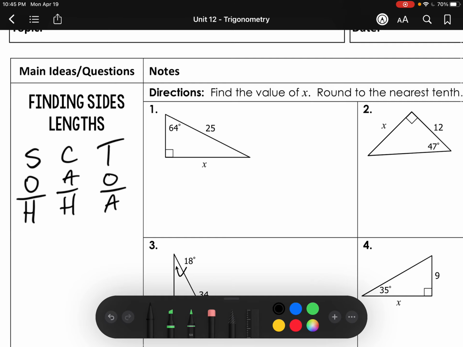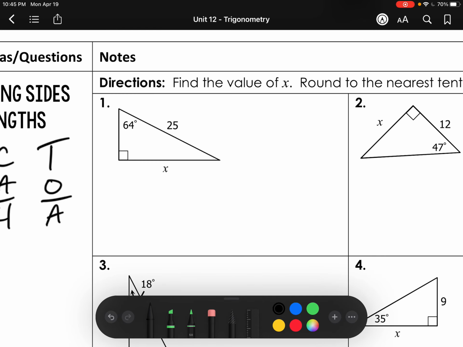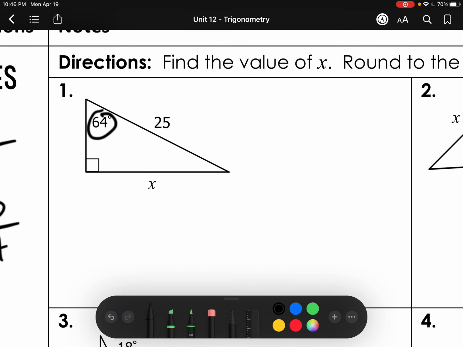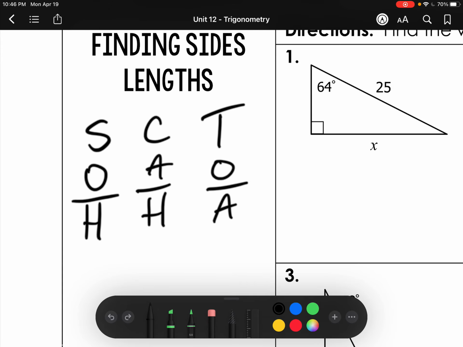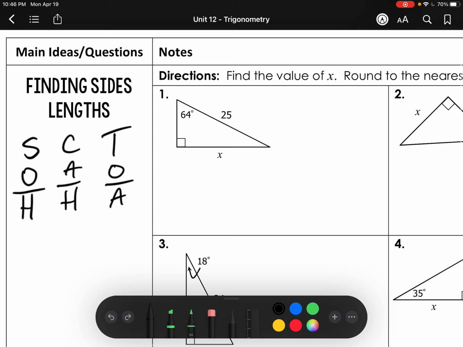Okay, so back to number one. For number one, we're given this angle right here, and we're looking for what this side length is. The other information that we're given is the length of the hypotenuse. This side compared to the angle is the opposite side, and we also have the hypotenuse. So we have opposite and hypotenuse. The trig ratio that has that is sine, opposite over hypotenuse. So we're going to use the sine function.